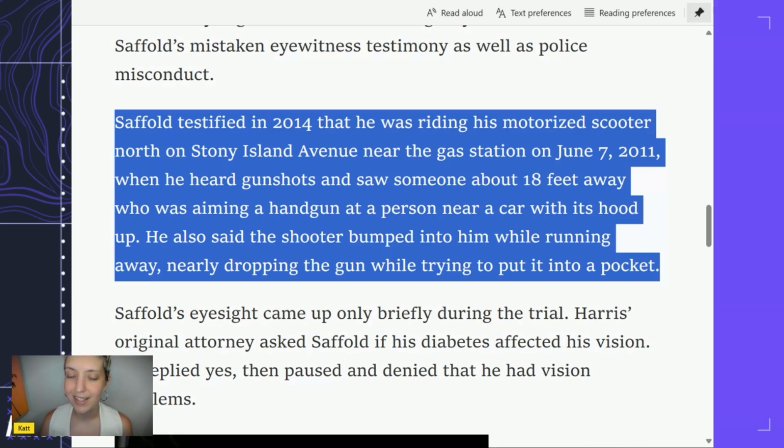Now, what do you do when you're running and you drop something? You're running and then you're leaning down to get it, so your face might not be visible. And then this guy has bad eyesight anyway.